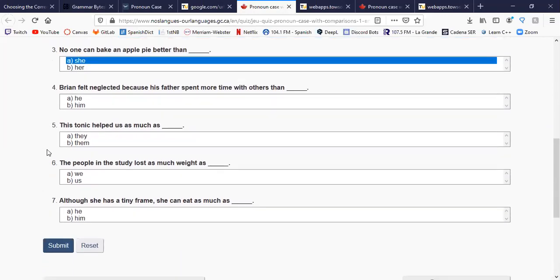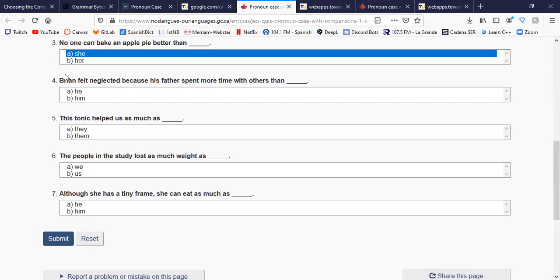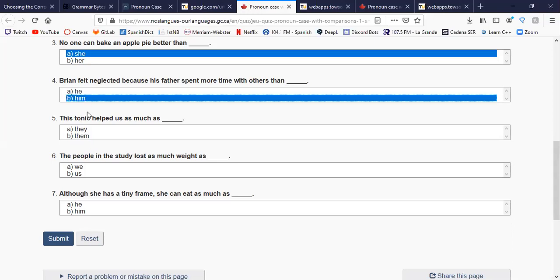Number 4, Brian felt neglected because his father spent more time with others than blank. So pause the video and think of the answer. Is it he or him? So the correct answer here is him. Because Brian felt neglected because his father spent more time with others than with him. So with is a preposition, and pronouns that are used with prepositions have to be in the objective case.